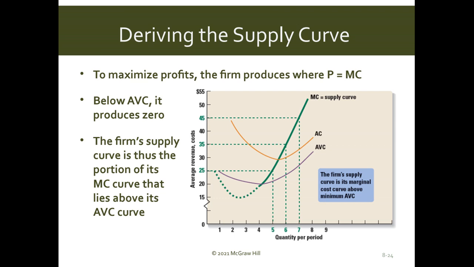The portion of the marginal cost curve that lies below the average variable cost, it doesn't matter whether it is increasing or decreasing, is irrelevant. Why? Because I told you that when price is less than average variable cost, production will be zero. That is, the firm will shut its business down. So that is a shutdown point.